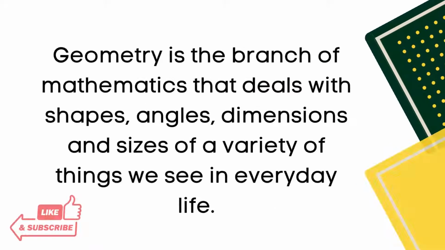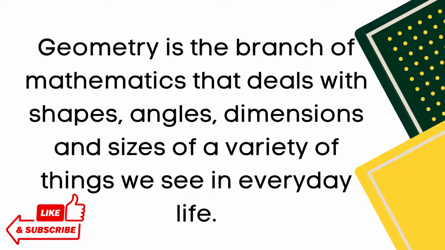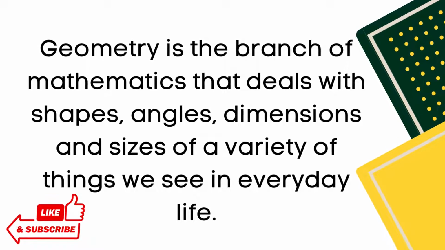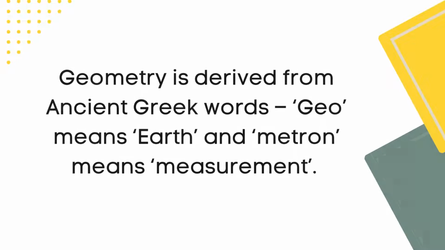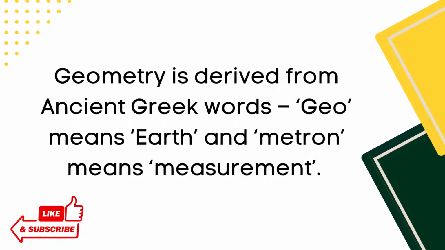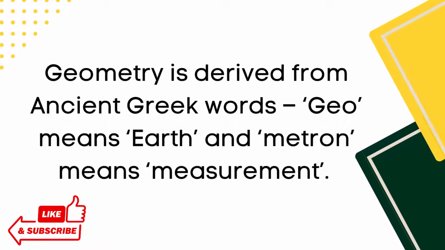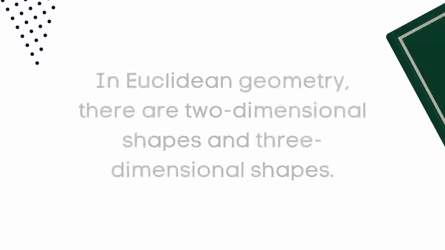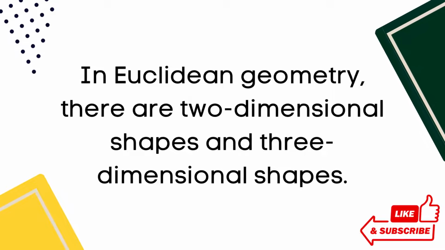So let's start with the definition of geometry. Geometry is the branch of mathematics that deals with shapes, angles, dimensions and sizes of a variety of things we see in our daily life. Next, geometry is derived from the ancient Greek words geo, which means earth, and metron, which means measurement. So basically geometry is related to measurements and accurate sizes.